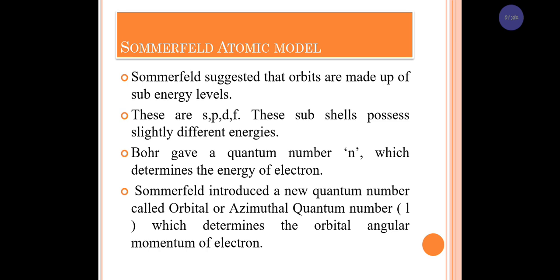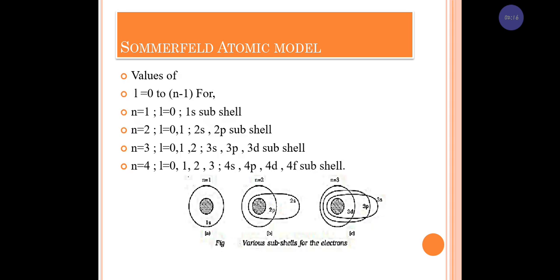Sommerfeld suggested that the orbits are made up of sub-energy levels. The sub-energy levels are s, p, d, f. These subshells possess slightly different energies. Bohr gave a quantum number n which determines the energy of the electron. Similarly, Sommerfeld introduced a new quantum number called the orbital or azimuthal quantum number, indicated by the letter l, which determines the orbital angular momentum of the electron. The values of l vary from 0 to n minus 1.